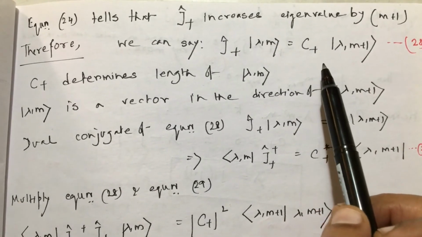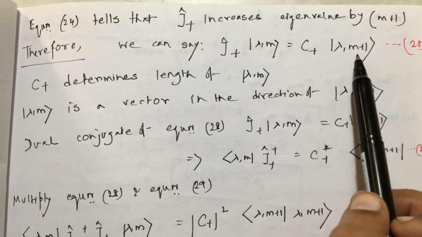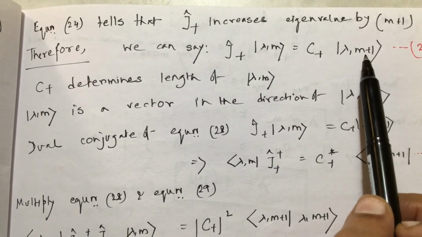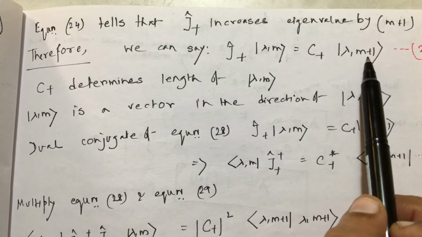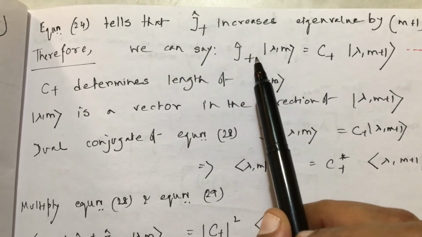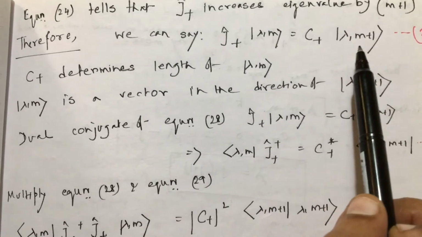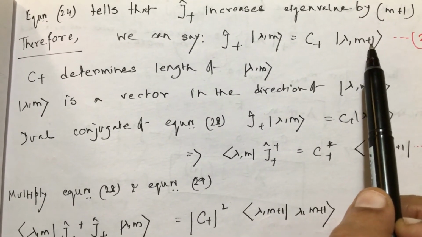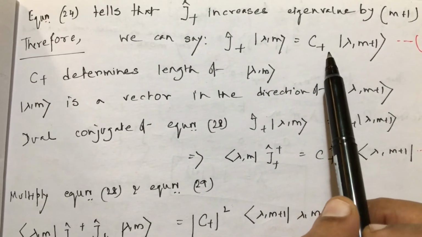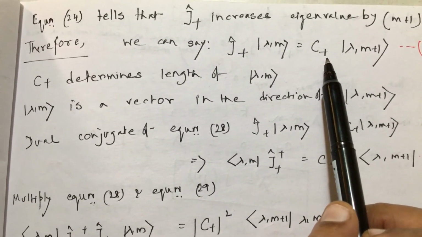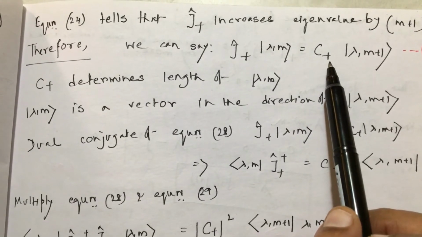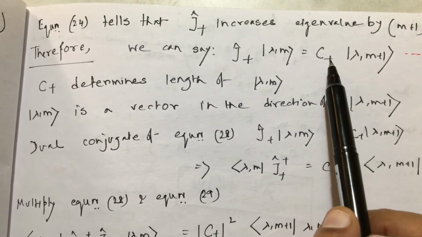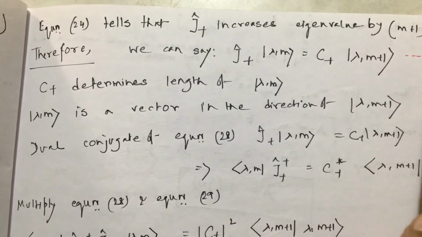The eigenvalue is c plus. As the eigenvalue m increases by 1 unit, this m becomes m plus 1. So the operation of J plus on |λ, m⟩ gives me a new eigenstate |λ, m+1⟩ with the length of this eigenstate as c plus. Now we need to find out this c plus. This serves as an eigenvalue of this equation.